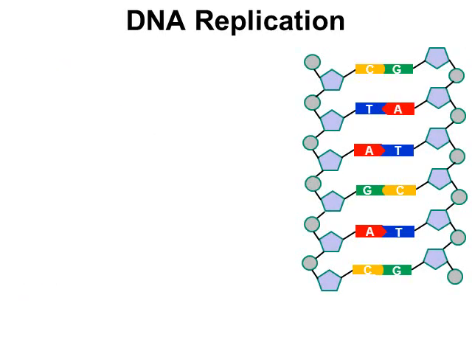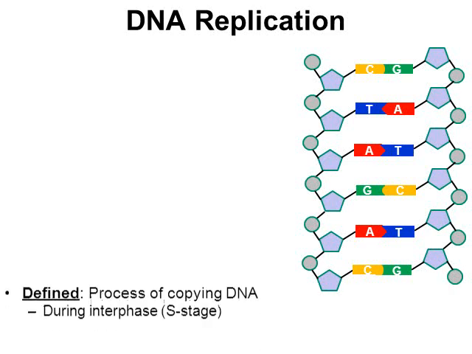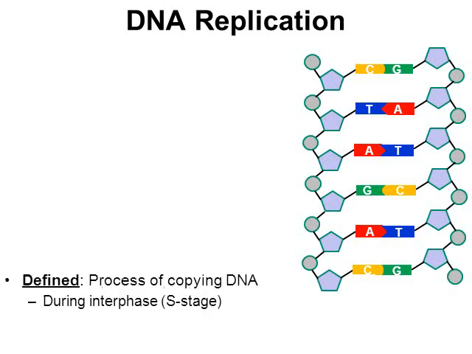And so one of the breakthroughs that James Watson and Francis Crick described in their research paper when they described the structure of DNA is they immediately saw a way in which DNA could be copied or replicated. And that's what DNA replication is. It's the process of how DNA is copied. And this takes place during the S stage of interphase. We talked about the cell cycle and interphase earlier in the school year.